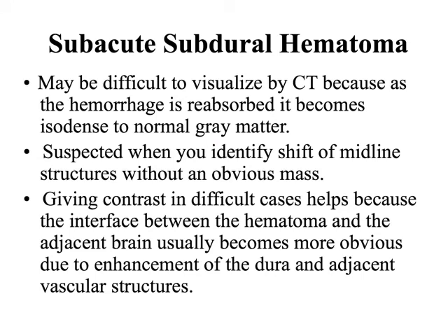So, subacute subdural hematoma. These can be difficult to visualize on CT, so these are the patients that we might miss on CT, but then it's apparent in MRI, because as the hemorrhage is bleeding, it's also being reabsorbed. So it becomes isodense, basically the same attenuation value as gray matter.